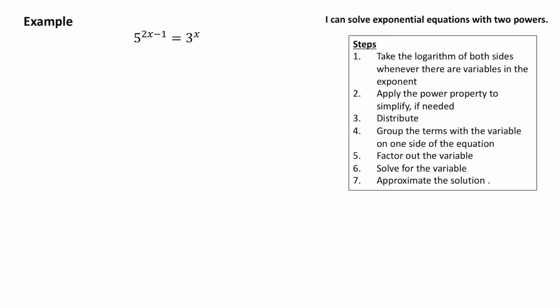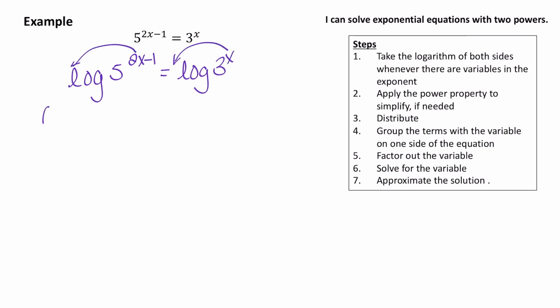So now let's go ahead and solve this equation. In this equation, we have 5 to the 2x minus 1 equals 3 to the x. Once again, I'm going to take the log of both sides. So we have the log of 5 to the 2x minus 1 equals the log of 3 to the x. So we're going to go ahead and bring those exponents down in front. So we have 2x minus 1 log of 5 equals x log of 3.